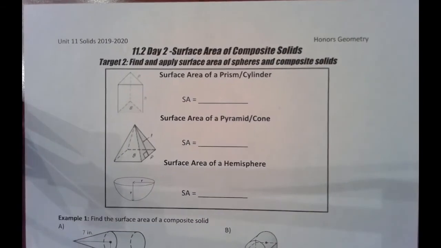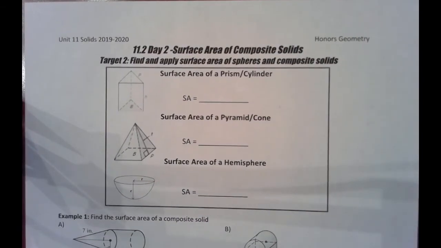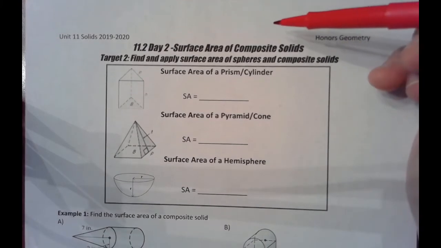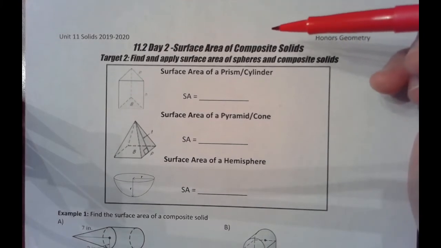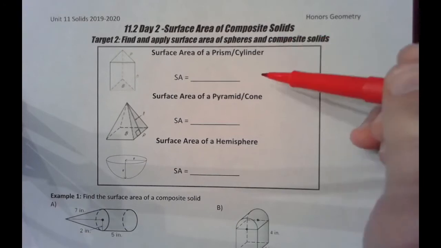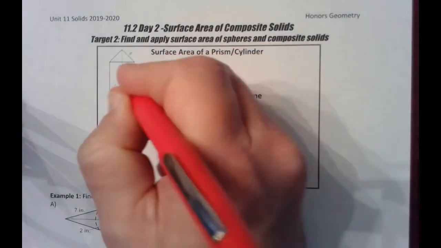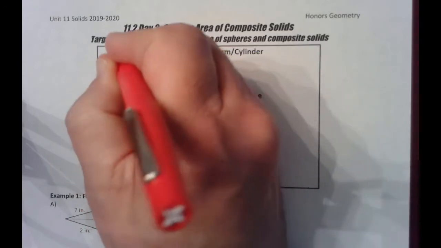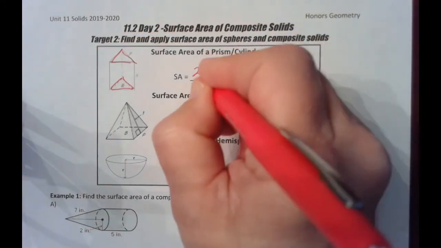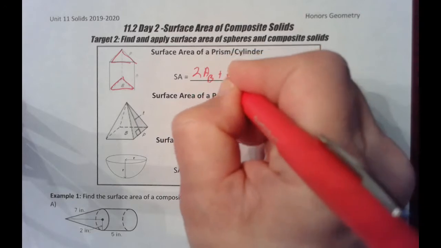Alright, 11.2 day 2. We've got surface area of our composite solids. So this is some old stuff here, right? If I've got my surface area, my prism and cylinder, I've got two bases here. I've got my triangle and triangle. So 2 times the area of the base plus the perimeter of the base times the height.